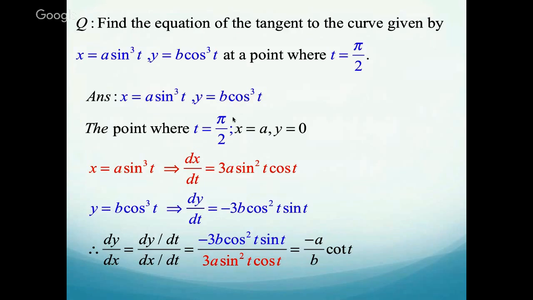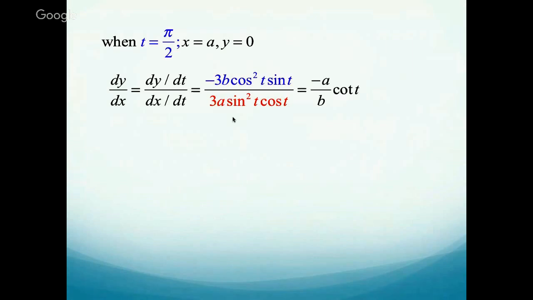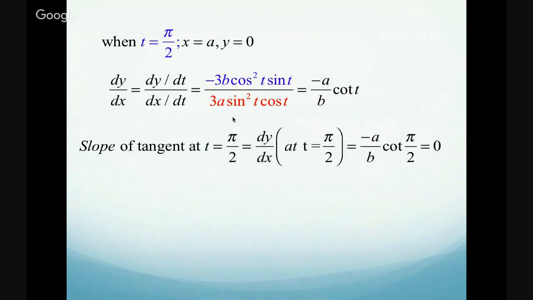And parametric differentiation requires that you find the derivative of x with respect to t and find dy by dt. dy by dx is the quotient of the derivative of y with respect to t divided by the derivative of x with respect to t. In this case, very simply, it simplifies to negative a by b cot t. And therefore, the slope of the tangent to the curve at t equal to pi by 2 will be nothing but the value of the derivative at t equal to pi by 2, which, well, we are happy to have turn out to be 0.